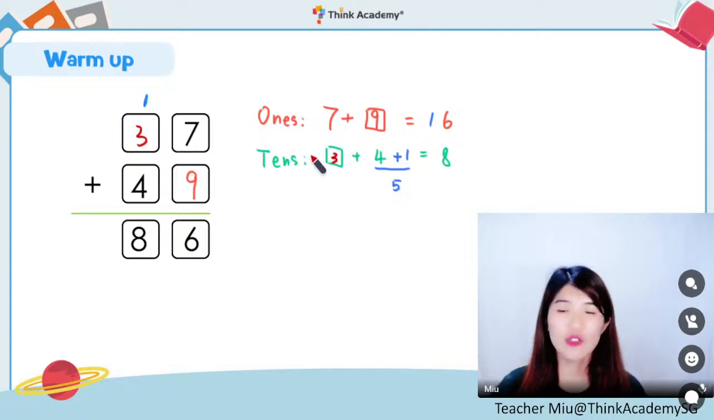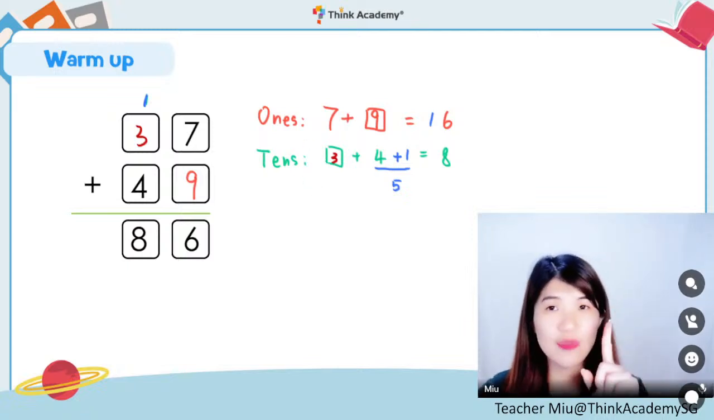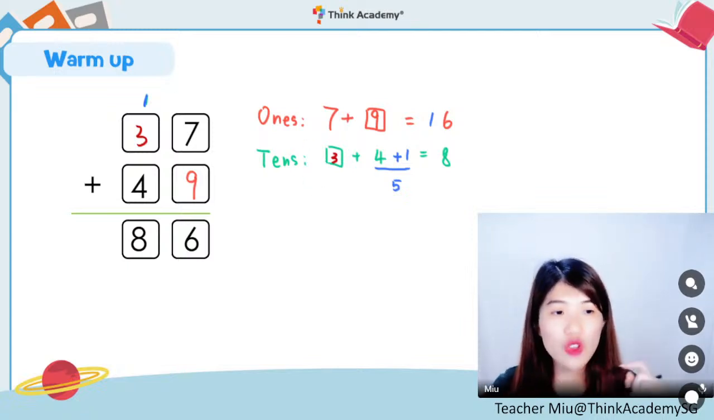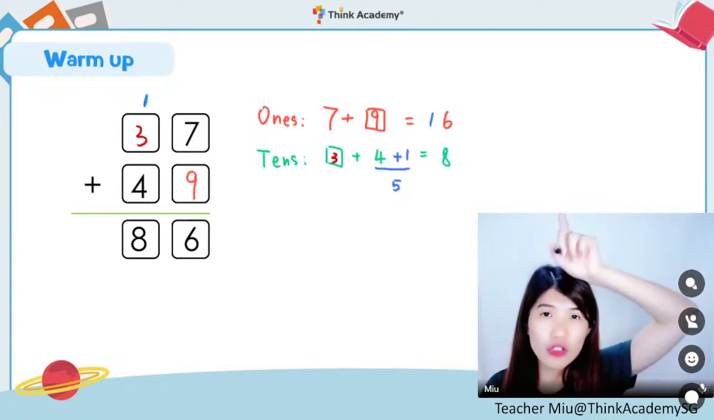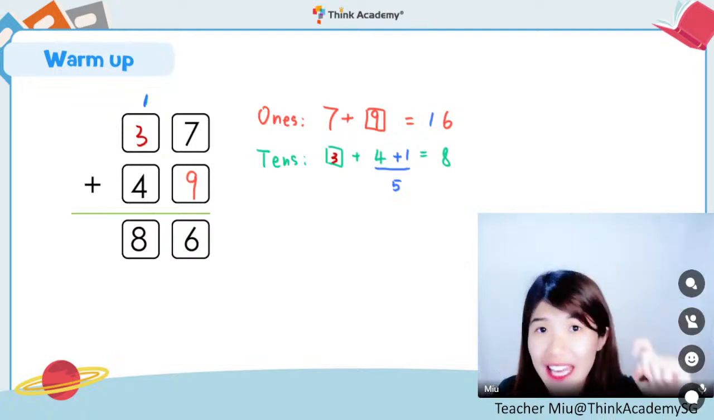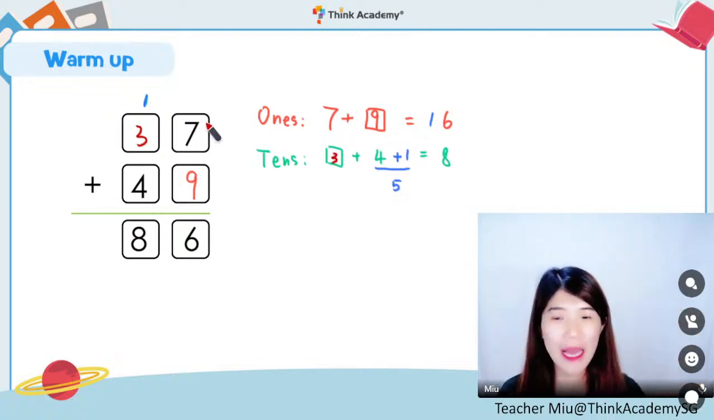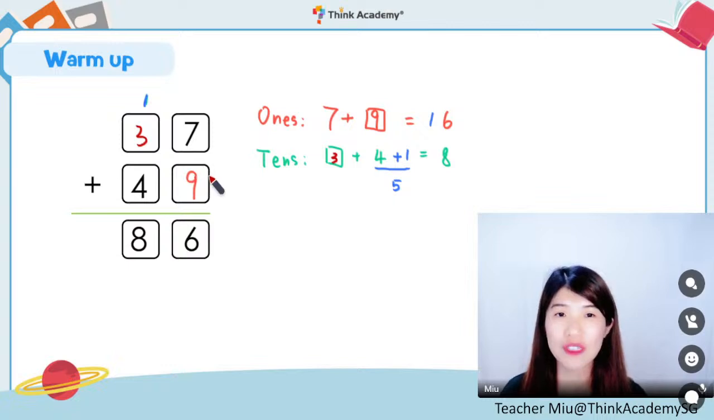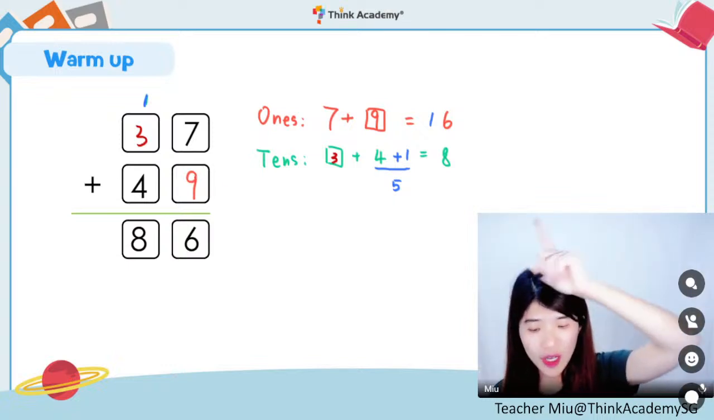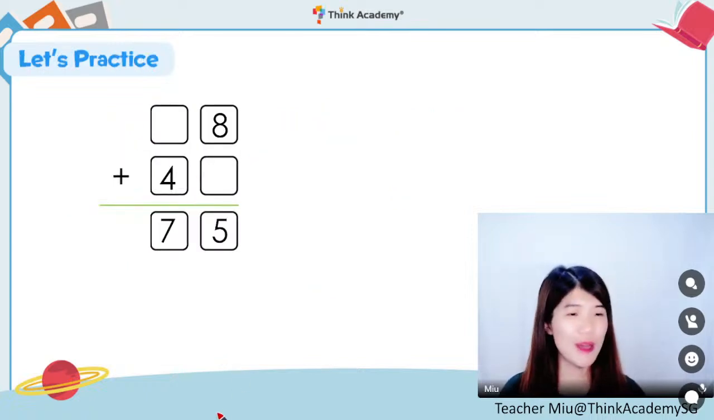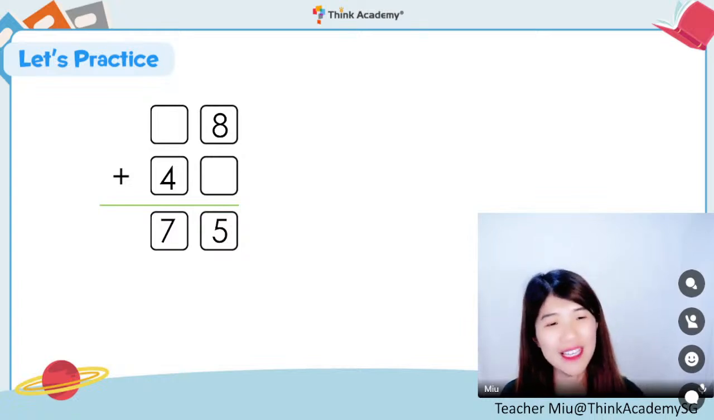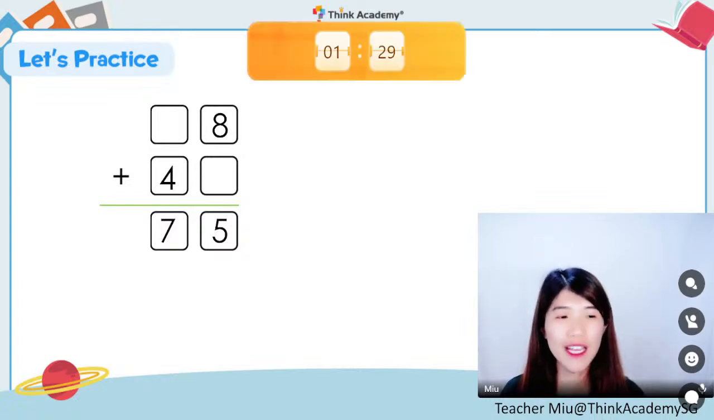Guys, this one is very important because when you have more than 10, there is a carryover of one on top which you cannot forget. So when you're doing the number puzzle, you need to pay attention to this type, carryover. All right, now let's continue. What about this one? Now I would like you to try by yourself. I will give you 1 minute and a half for this question. Don't forget about the carryover.